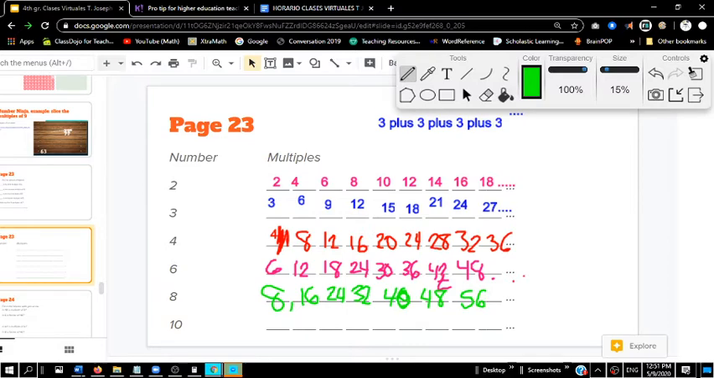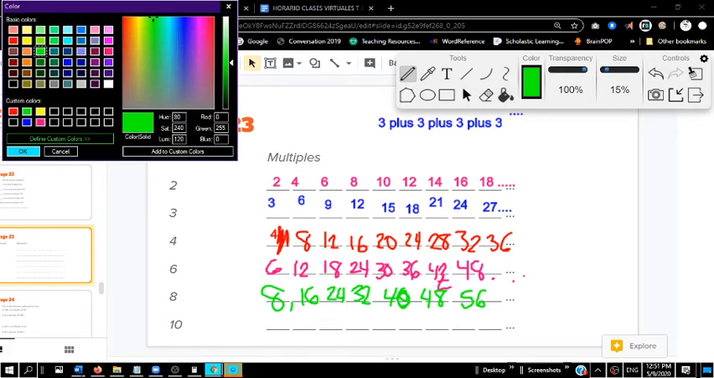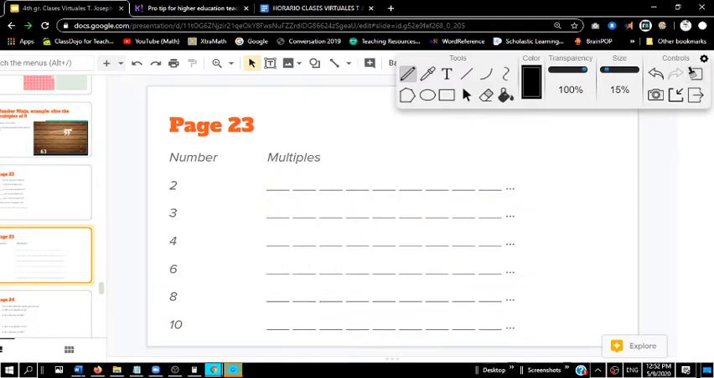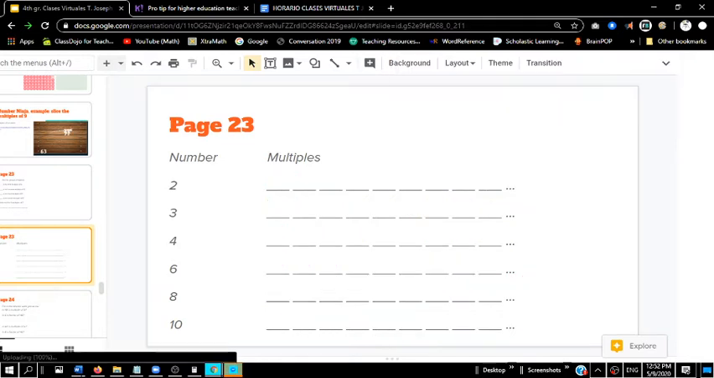And 10s, that should be the easiest one, right? Pick maybe a black color. 10, 20, 30, 40, that's a 0. 50, 60, 70, and it continues. That's a 0. Okay, cool. So we just found out the multiples of those numbers. All we do is count by itself, okay? So those are really, really important to understand. We're going to erase this and go on to the next page.